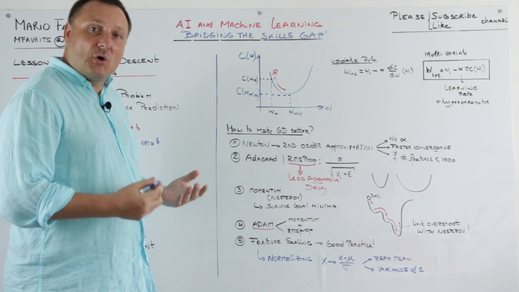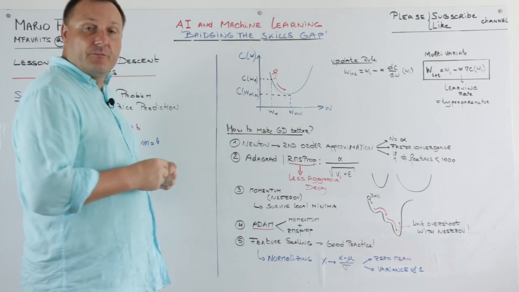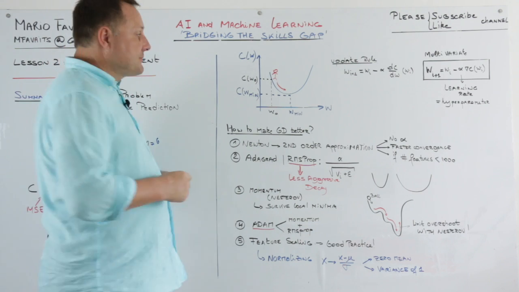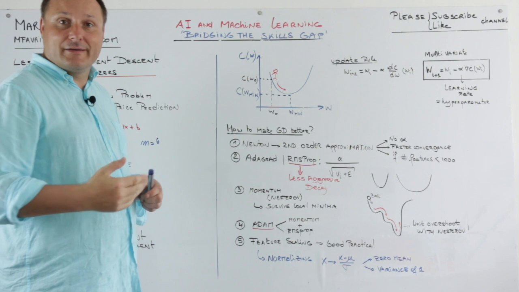Alpha cannot be too small. When alpha is too small, it will take you forever to get down to the minimum. And alpha cannot be too large, because otherwise you will step from one side to the other and you will basically oscillate and not converge.